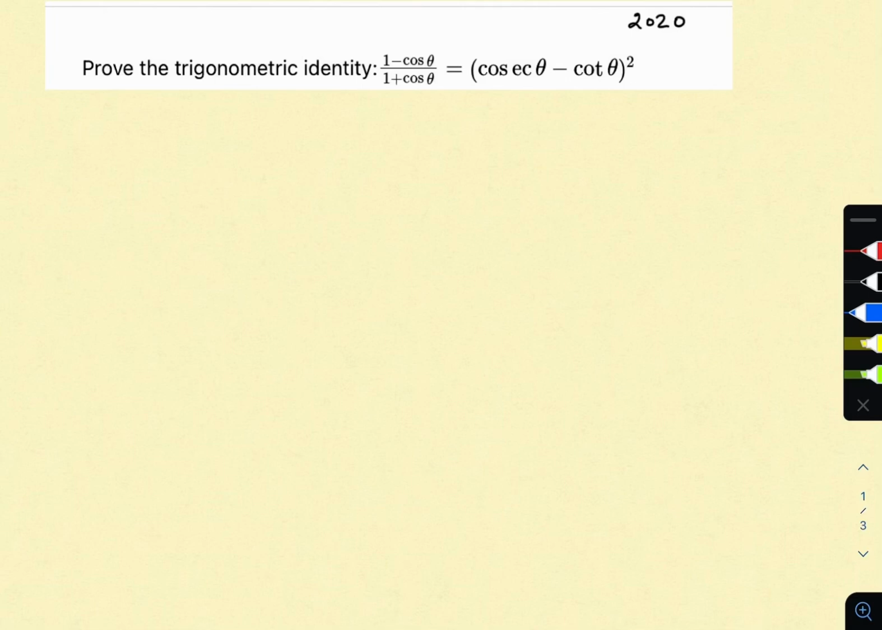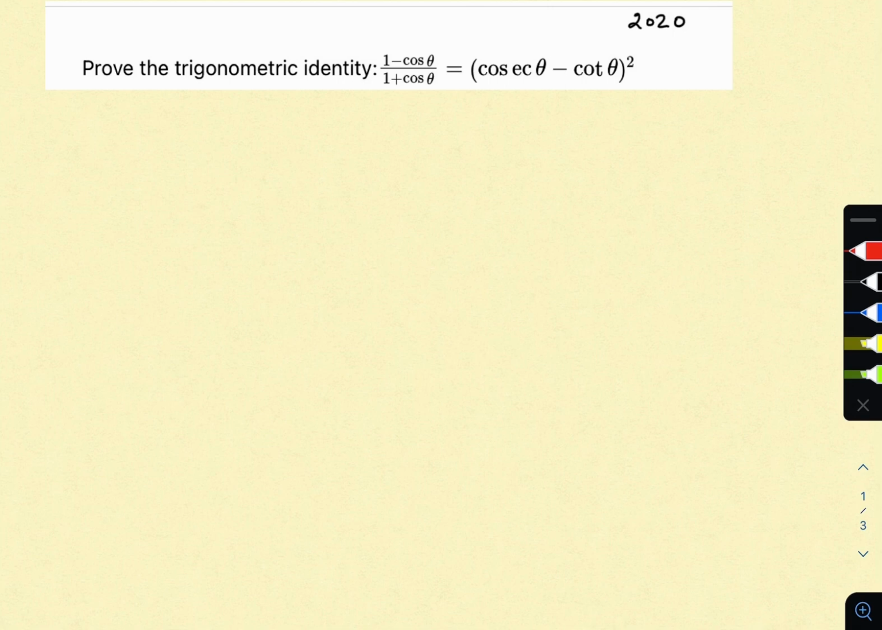If you know one question, you can solve most of the rest of the questions also. So let's get started from the first question, and this is the question from the year 2020: prove the trigonometric identity (1 minus cos theta) upon (1 plus cos theta) is equal to (cosec theta minus cot theta) whole square. In this video, 2 more questions are there, and both are very similar to this question only.